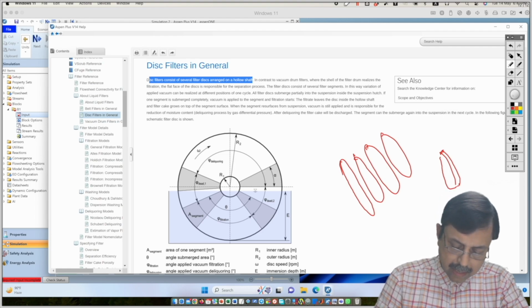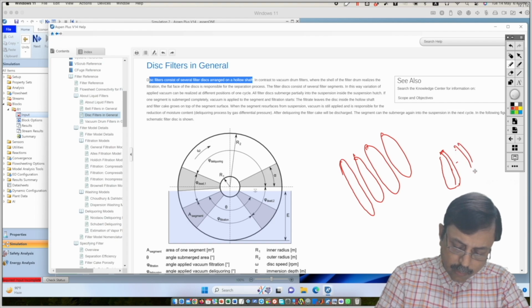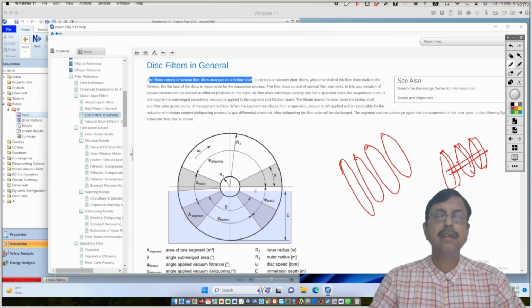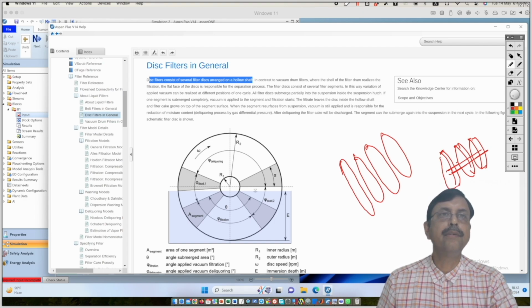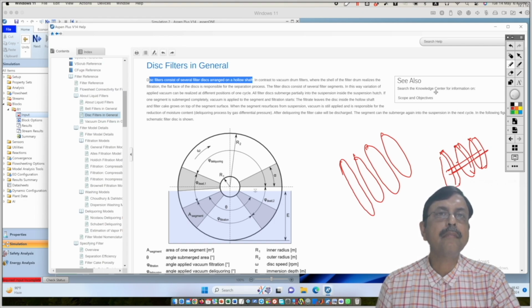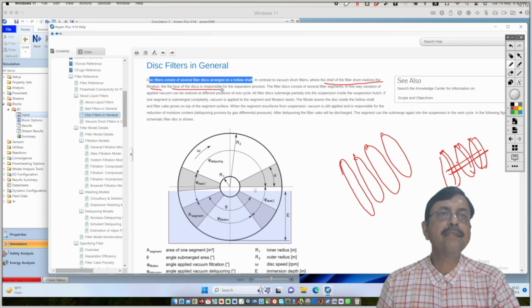Hollow discs with flat surfaces. Okay? And many such hollow discs with flat surfaces will be there, and they will be stacked, and one common shaft will axially connect them. So that's what it means. And in contrast to the vacuum drum filters, where the shell of the filter drum realizes the filtration, the flat face of the disc is responsible for the separation process in the case of disc filters.